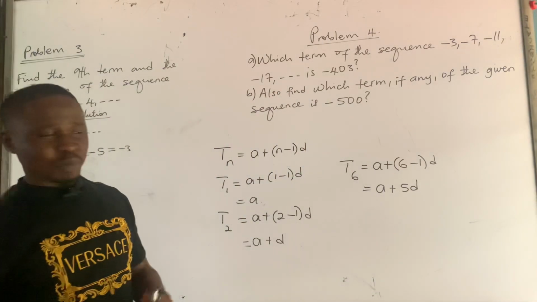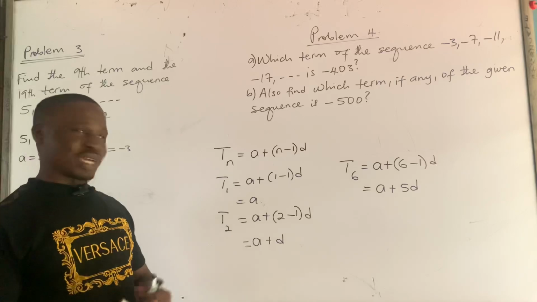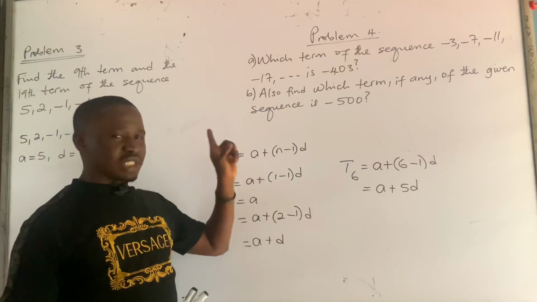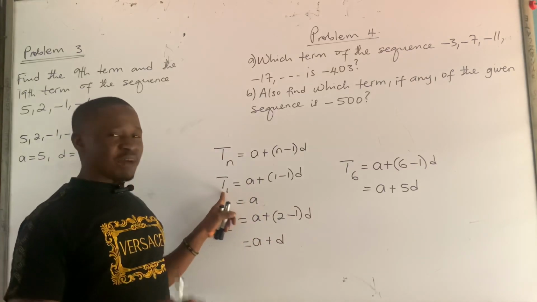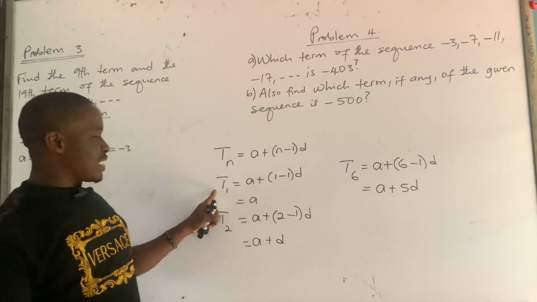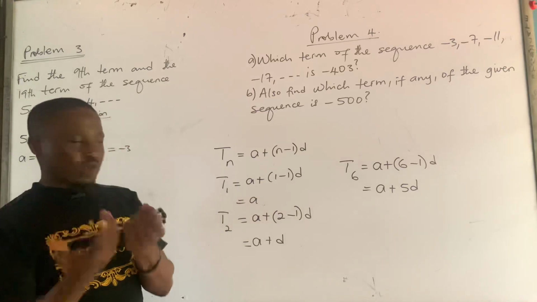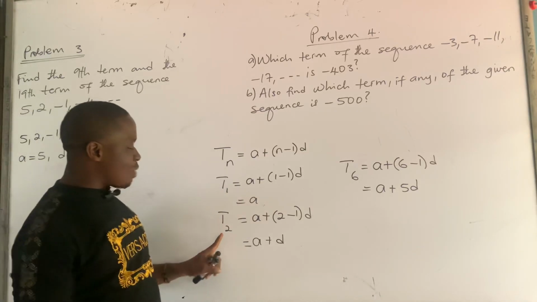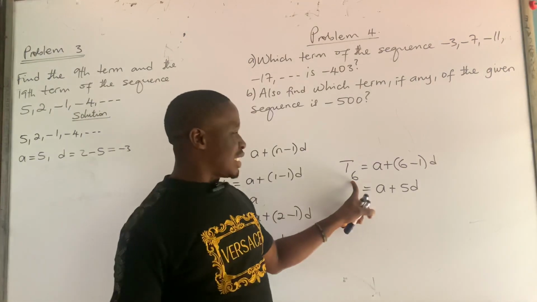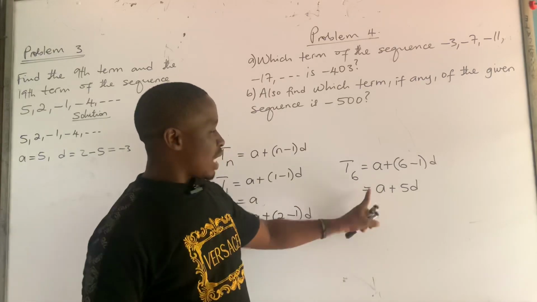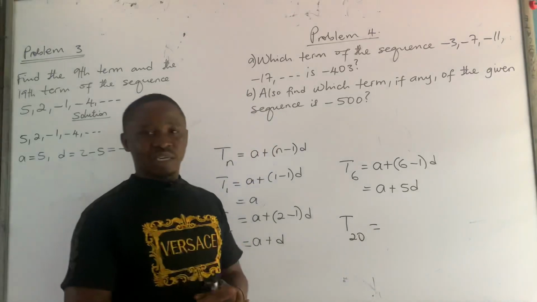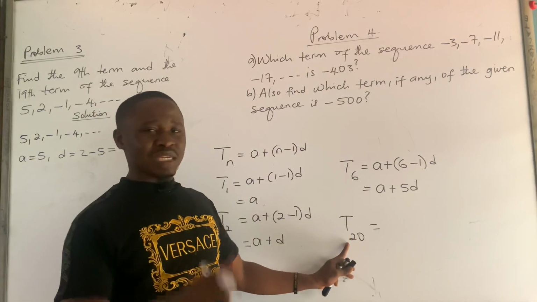So let us see something here. There is something very important that we can sense here. First term, 1, is A plus 0D. Remember, the first term is 1. So if you say 1 minus 1, it will be 0. So first term is A plus 0D. How is it 0? Because 1 minus 1. So second term, this is 2. 2 minus 1 is 1. So A plus 1D. Want to find the sixth term. 6 minus 1 is 5. A plus 5D. What if we want to determine the 20th term for AP? 20 minus 1 is 19.